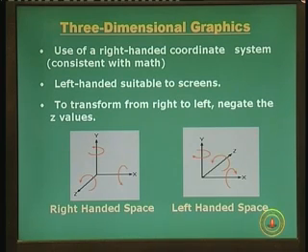The left-handed system is suitable for the screen geometry, where the x-axis moves from left to right in increasing x values, the y-axis moves from bottom to top, and the z-axis goes from the viewer into the screen, whereas in the right-handed space the z coordinate is pointing towards you, if you take the x and y coordinate systems to be the screen. To transform from left to right, you just negate the z values. So, basically the z-axis changes direction from the right to the left coordinate system.